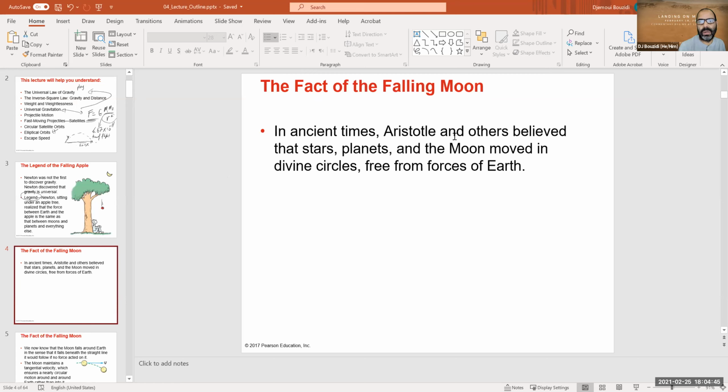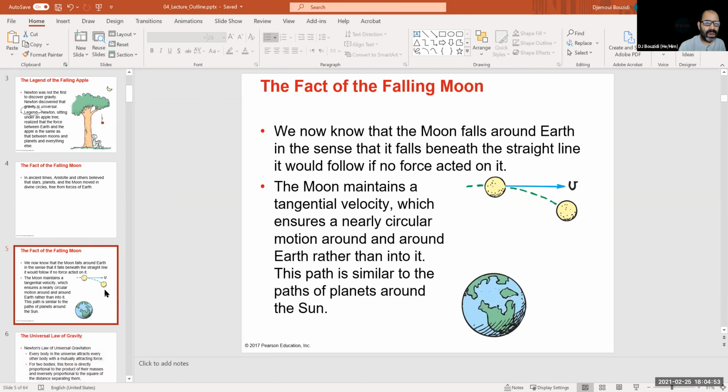So in ancient times, Aristotle and others believed that the stars, planets, and the moon moved in divine circles free from forces. And that's basically the argument that I'm trying to make here, okay? We knew that the moon falls around the Earth. So the moon is actually falling toward the Earth, but it's moving, and as it's moving, it's falling at the same rate so that it always stays in a circular path, okay? So that's basically the argument for it. The mathematics is not really hard to do, but that's basically the interpretation.